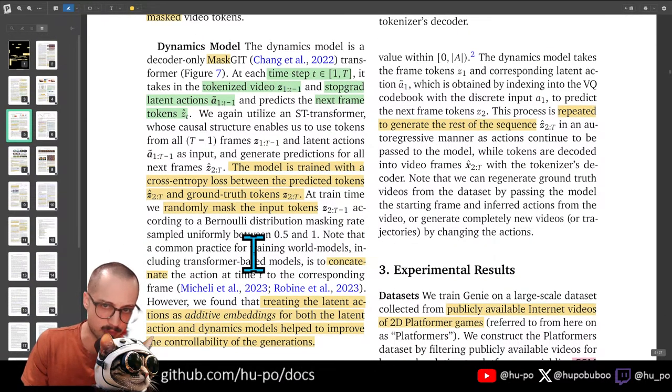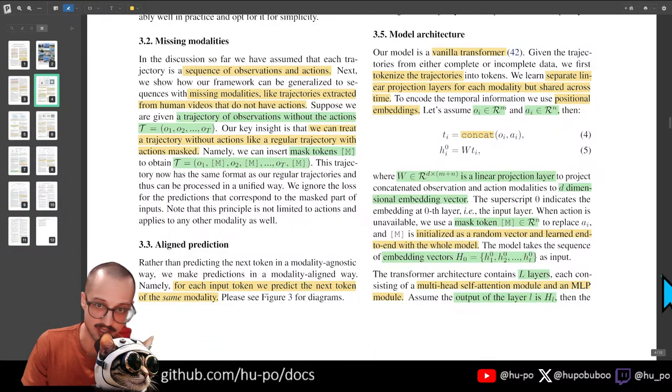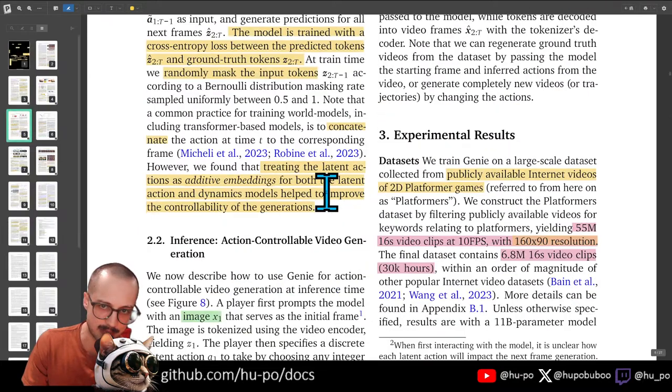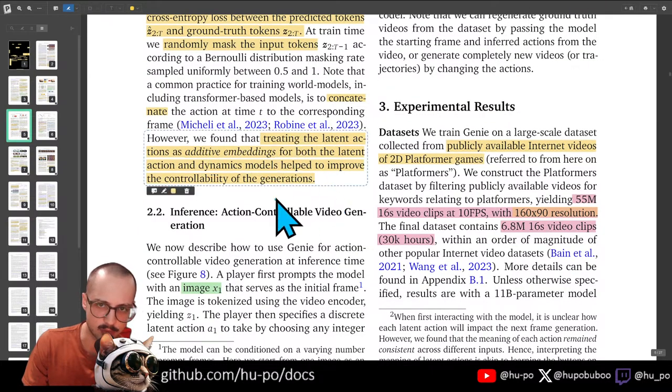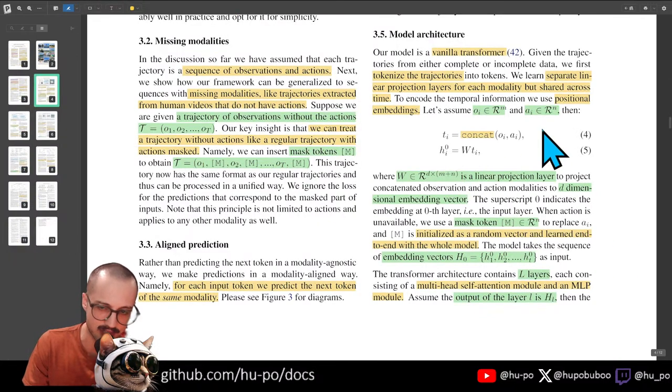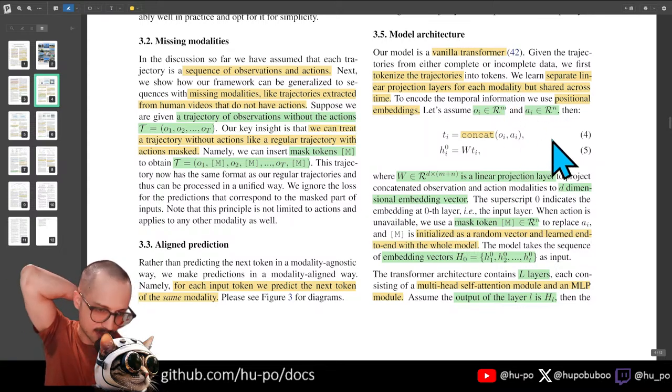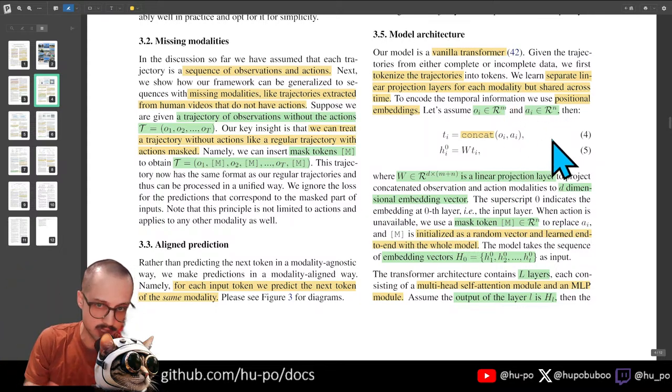A common practice for training world models is to concatenate the action to the corresponding frame, which is exactly what they're doing here. They're just concatenating the observation and the action. In yesterday's paper, they actually added them together, which was kind of weird, but in this paper they didn't do that. And it's not even the same dimensionality, right? The M and the N are different dimensions here, which means you can't add them together. But it could be something to explore. If you're interested in this space and looking at research projects, you can try that. Maybe it'll lead to some performance improvements.